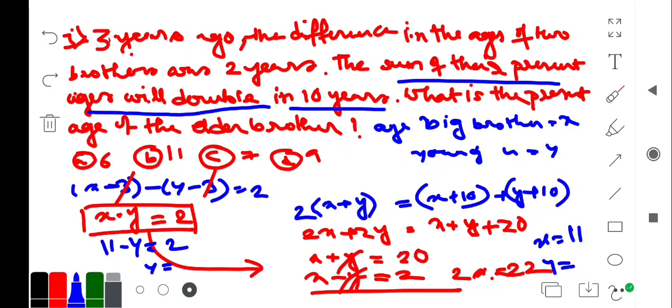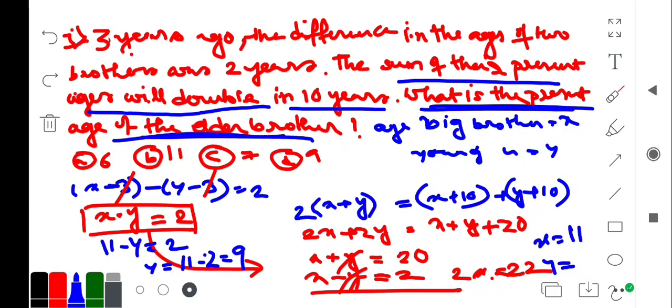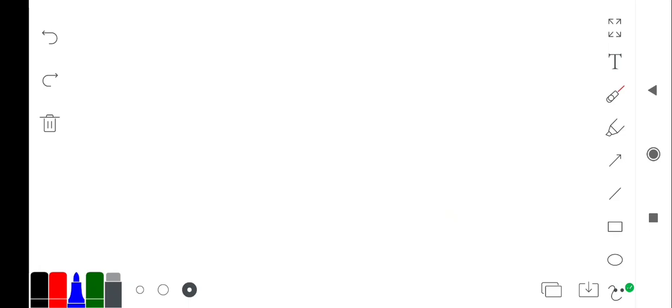This is x, right? Okay, 11, that is y this side. Okay, 11 minus 2, that is 9. So what is asked is the percentage of the elder brother, not the younger brother. If you put the value of y, this 9 is also given, but it is not asked about the age of the younger brother, it is asked about the elder brother. So we have to put the value of the elder brother. This is the correct answer, that is 11. Okay, next.